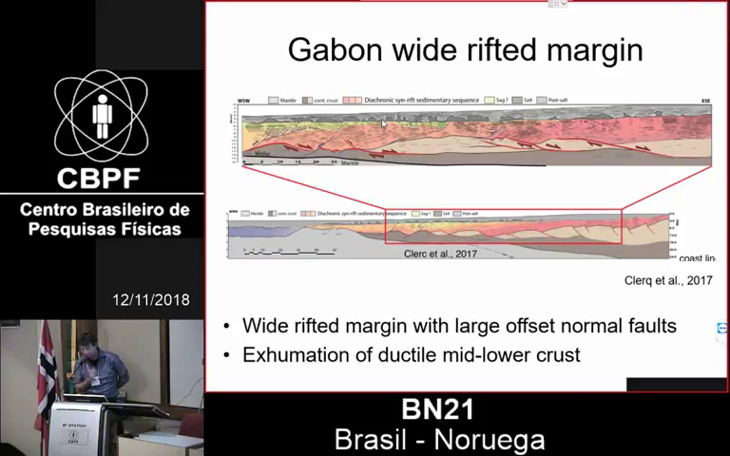Here is another more recent example, a little bit further north, but it's essentially the same margin segment. And here they basically have a very different style of extension of this margin. Very distributed, very large offset normal faults that are essentially flat, with exhumation of the lower crust to the base of the sediments. So quite different from the previous picture. And this illustrates some of the difficulties in interpreting these margins with reflection data.